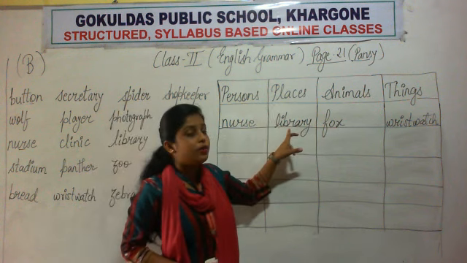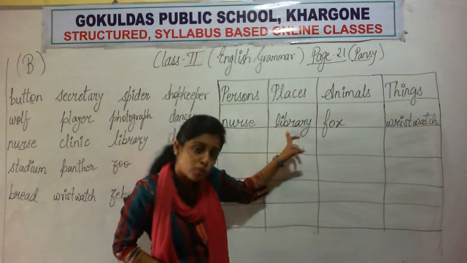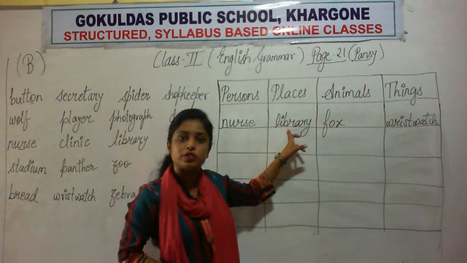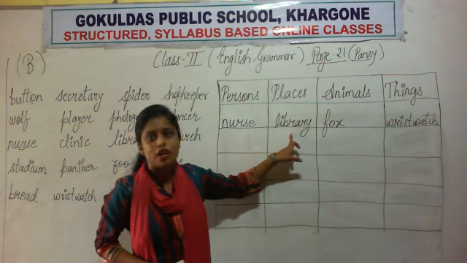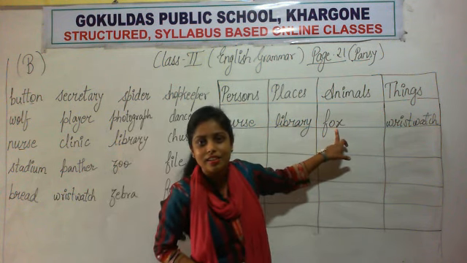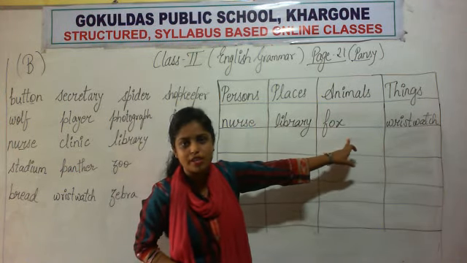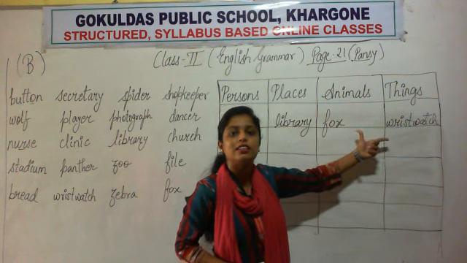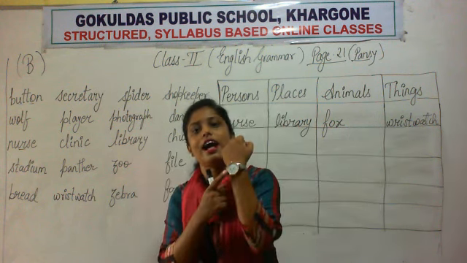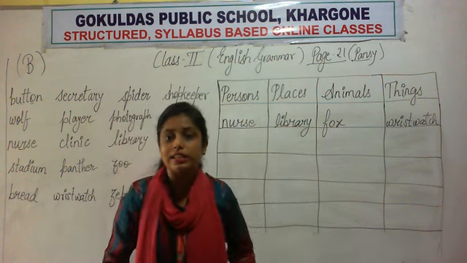Then place, library is a place, library जहाँ आप books read करते हैं, जहाँ बहुत सारी books रखी होती है. In our school we also have a library. There you go and read the books. So library, it is a place na? It is not a person, it is not a thing. Then fox, it is an animal. So it is not a person or a place na? It is an animal. That's why it is written in the column of animals. Then things, wristwatch. What is a wristwatch? See, I am wearing a wristwatch. This is how we have to arrange the things.